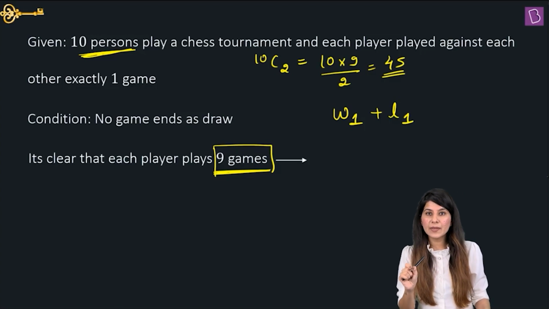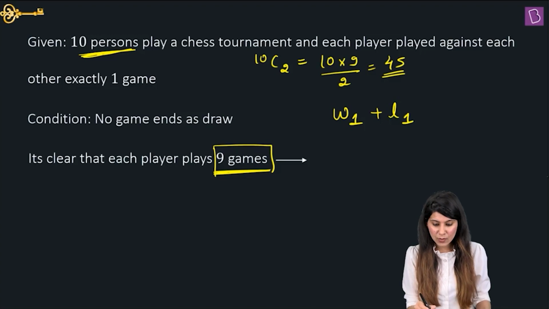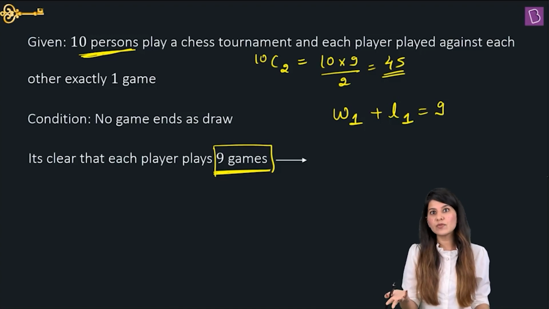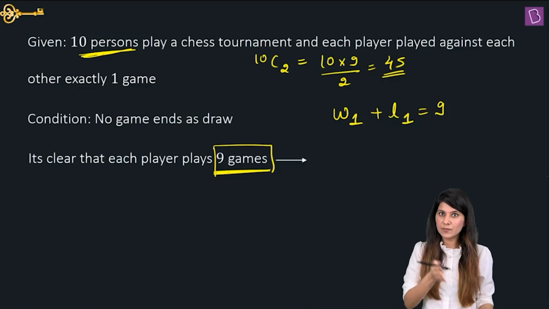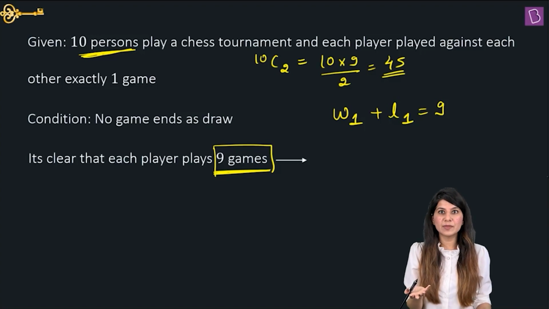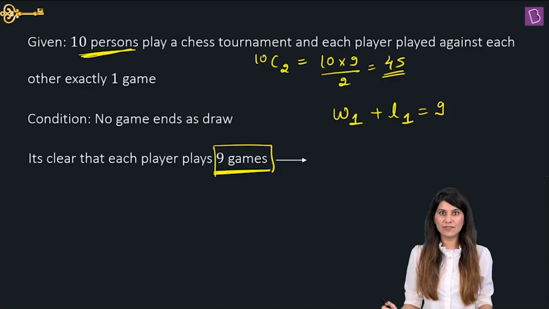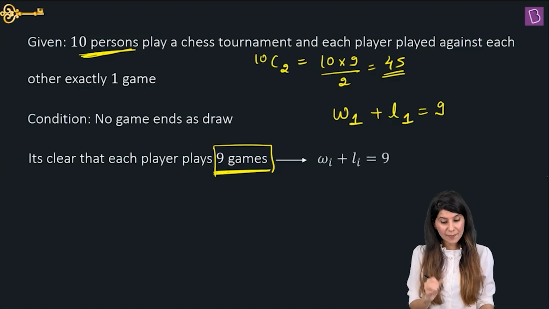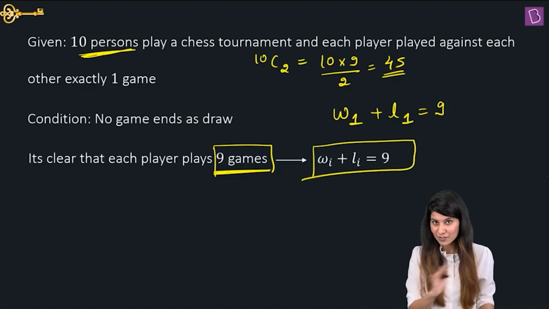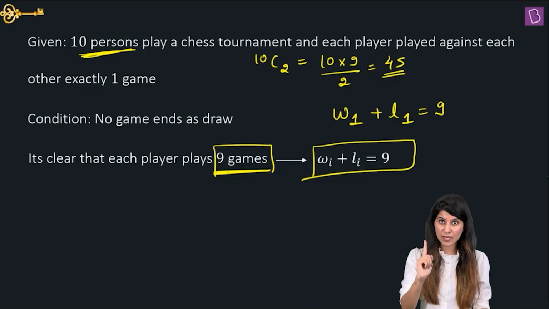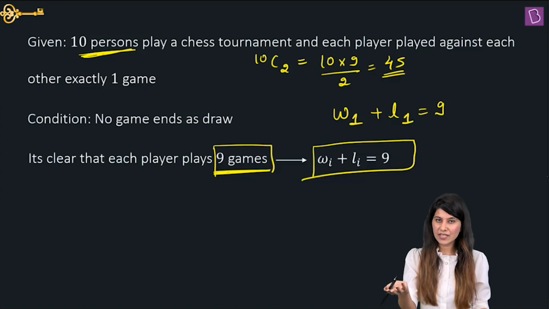So total wins plus total losses will be equal to what? The number of games played by me or any other person. So W1 plus L1 would be 9. Isn't it? Win plus lose is the overall number of games I have played. W2 plus L2 would also be 9. W3 plus L3 would also be 9, and all the way up to 10. So Wi plus Li is 9. One of the options is sorted. Wi plus Li is 9, where i is 1 at one time, so W1 plus L1, 9. W2 plus L2, 9. W3 plus L3, W7 plus L7, 9.